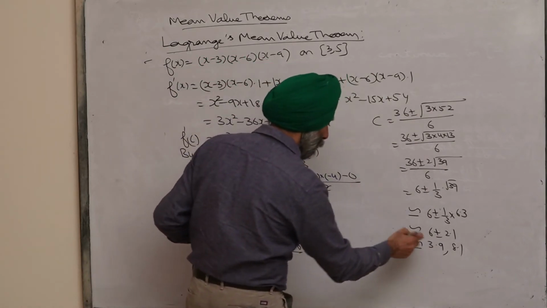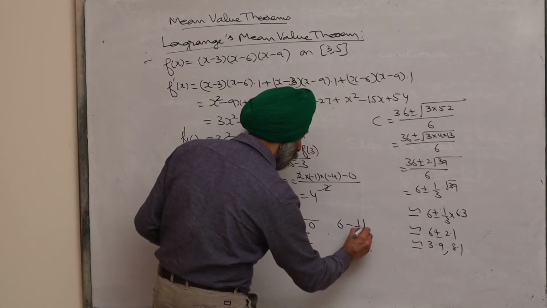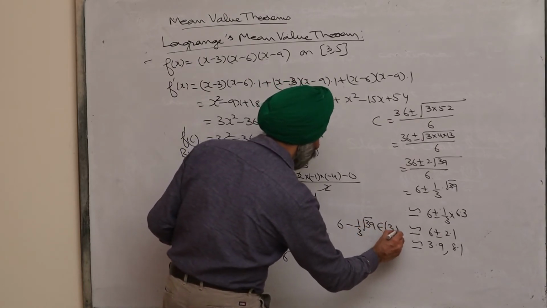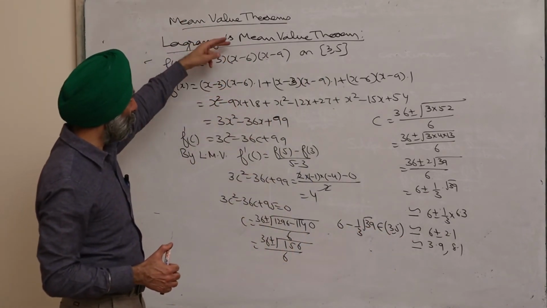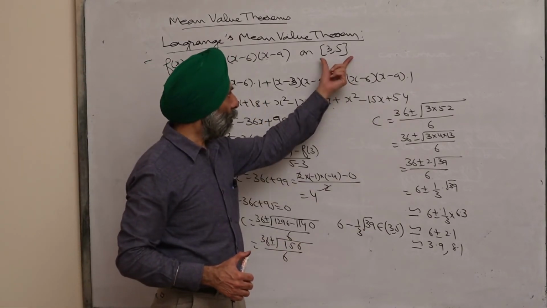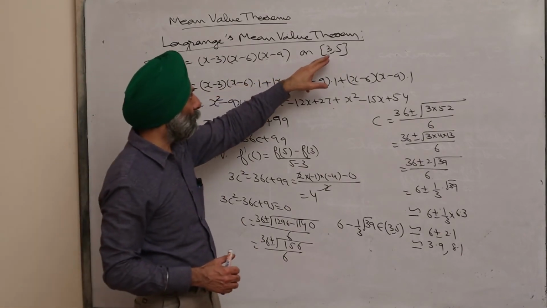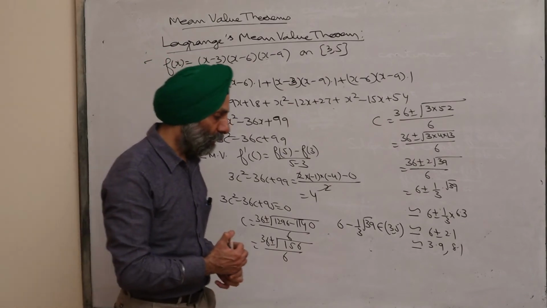So you can see here 6 − (1/3)√39 belongs to the open interval 3 to 5. So that clarifies your Lagrange's mean value theorem. That is, this is the point in the open interval 3 to 5 where the tangent is parallel to the line joining the two points, that is your 3 and 5.